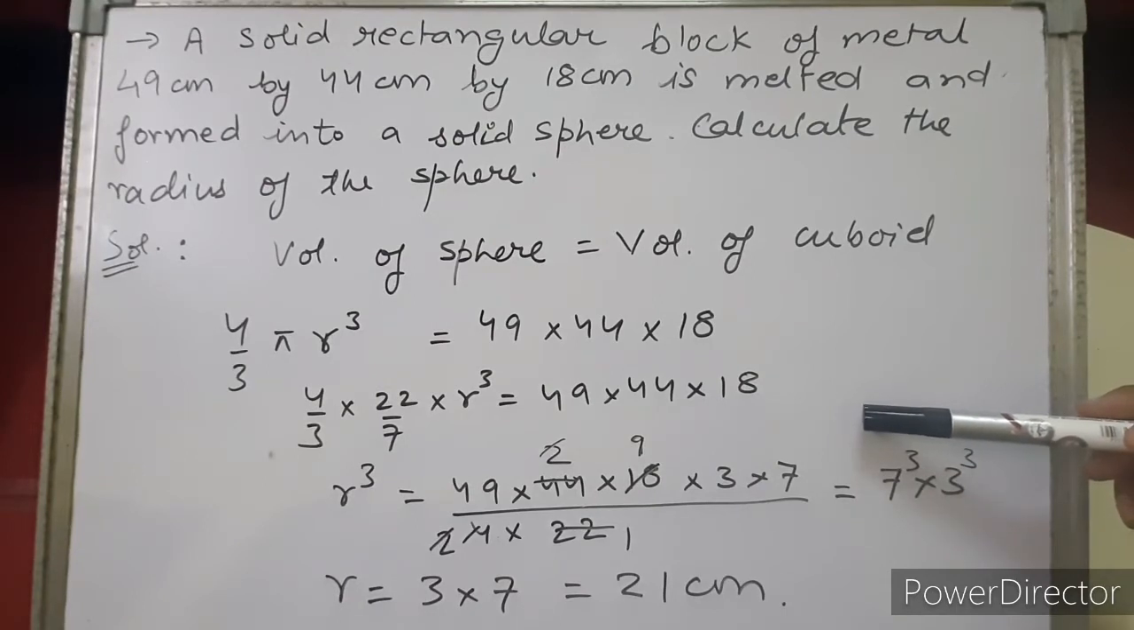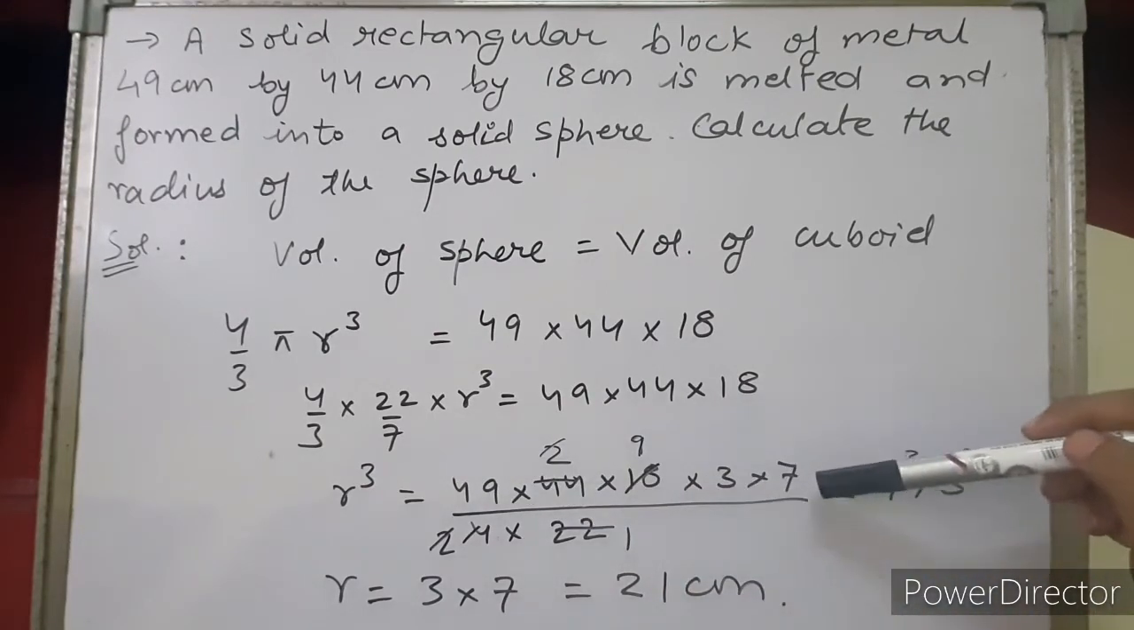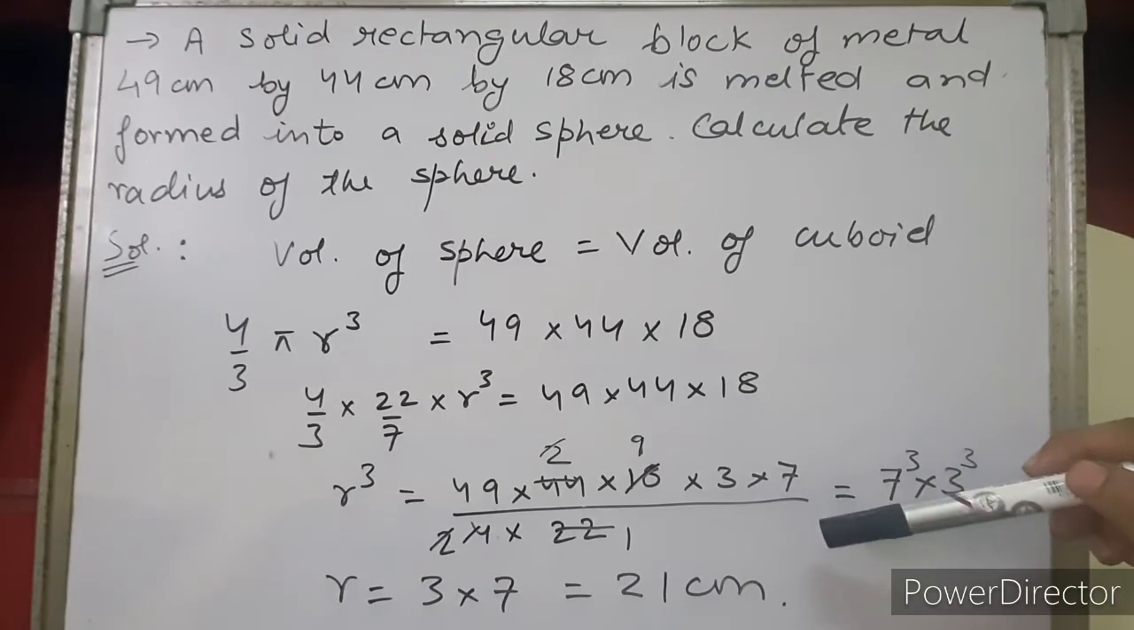On cross multiplying, what will we get for the value of r? 49 into 44 into 18. We'll cross multiply 7 and 3 here, so it will get 3 into 7.